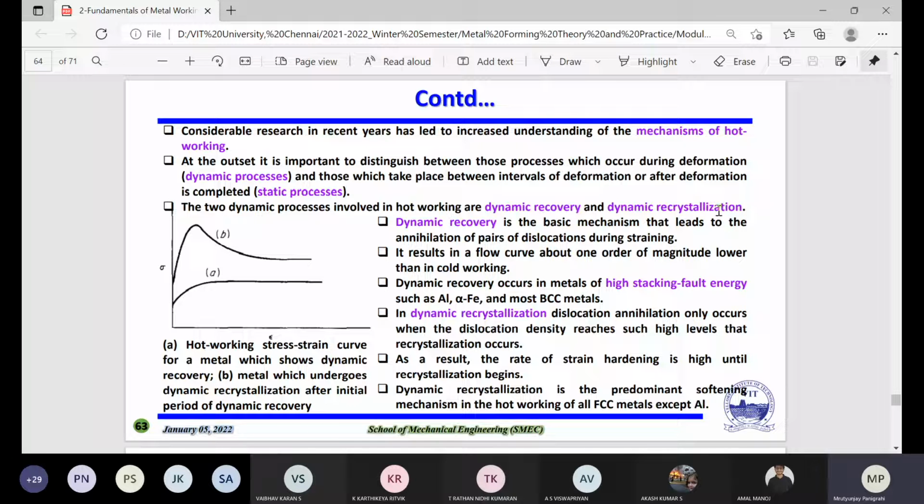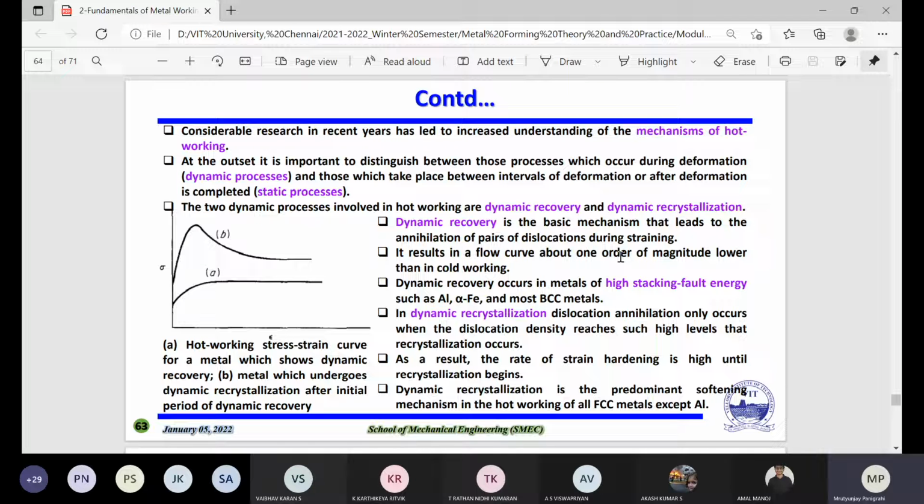Okay, so we have covered almost everything in detail in the last class, but we have added here dynamic recovery, and this is known as the dynamic recrystallization. And I also put one definition here of how to define dynamic recovery. It is the basic mechanism that leads to the annihilation. Annihilation means you have to make a full distortion. You are breaking that one because you are finding some dislocations there. So the basic mechanism that leads to the annihilation of pairs of dislocations during straining.